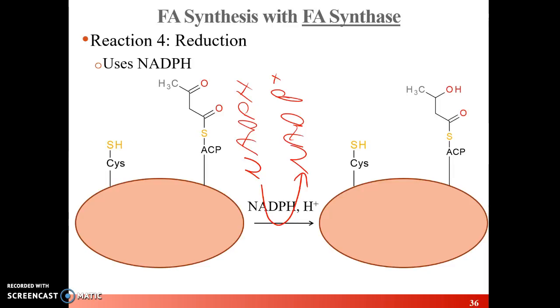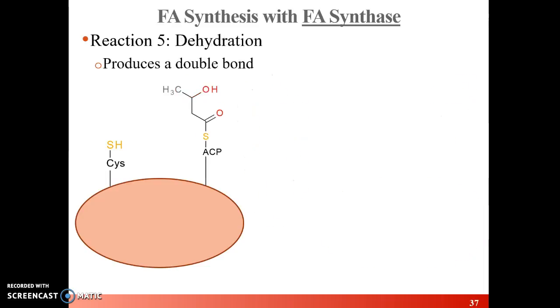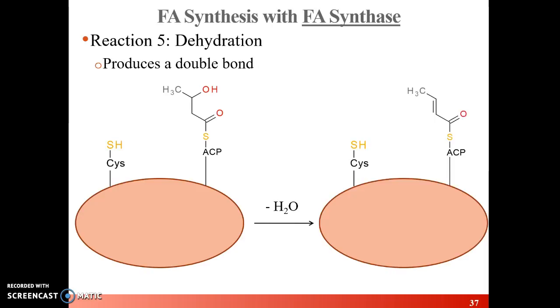It doesn't matter. Okay? But what you can see in the reduction is that this ketoacyl group is getting reduced to form the OH group. So that's getting reduced in step 4. Still the same 4-carbon product. Step 5 is a dehydration, so we're going to produce a double bond there between the 2nd and 3rd carbons.